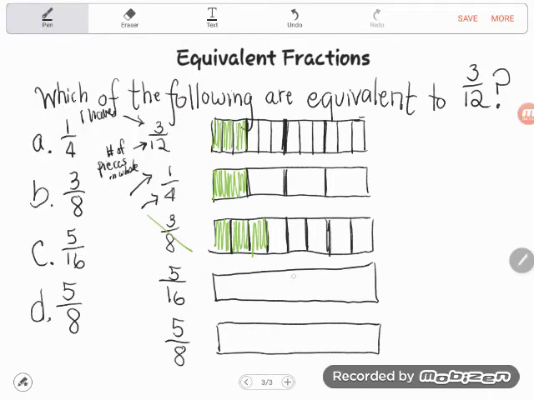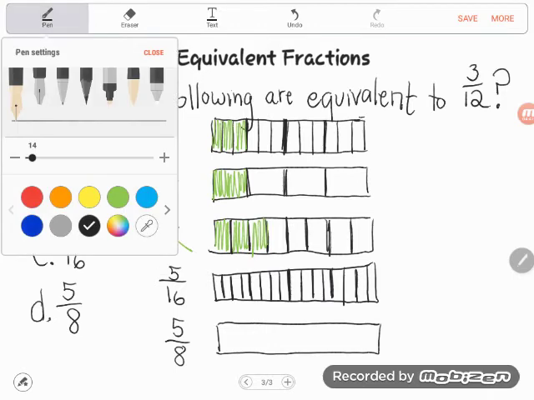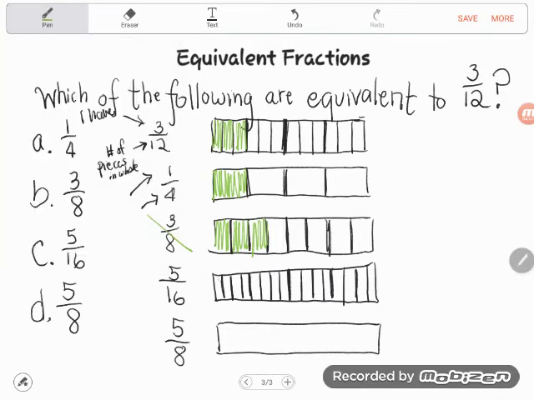Let's check out the next one. 5/16. So now I have to cut my chocolate bar into 16 equal pieces. So, oh my goodness. Halves. Half those halves, that gives me 4. Half those halves, that gives me 8 equal pieces. And then half each of those halves, and that will give me 16. Holy moly, that's a lot of pieces. Okay, so 16 equal pieces. And of those 16 equal pieces, I have 5 of them.